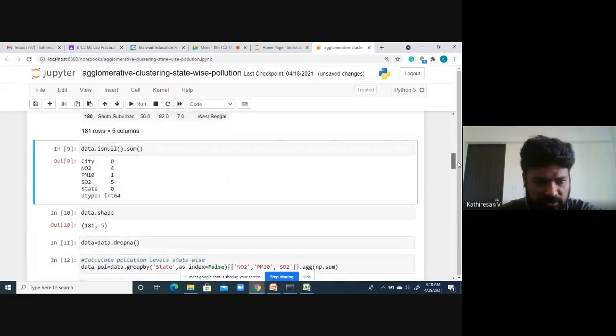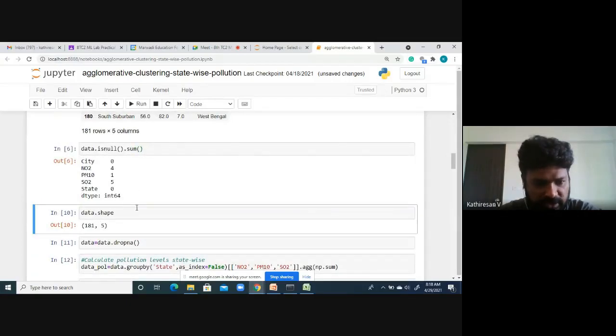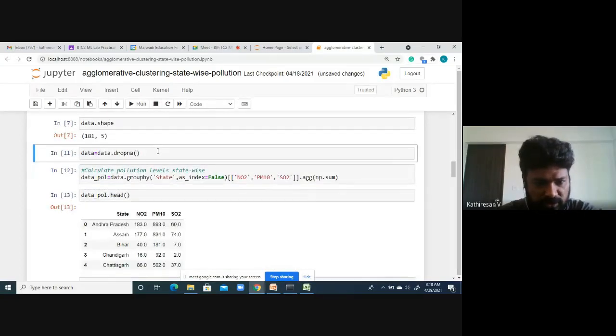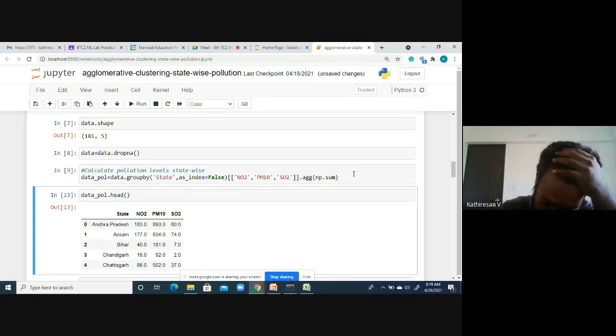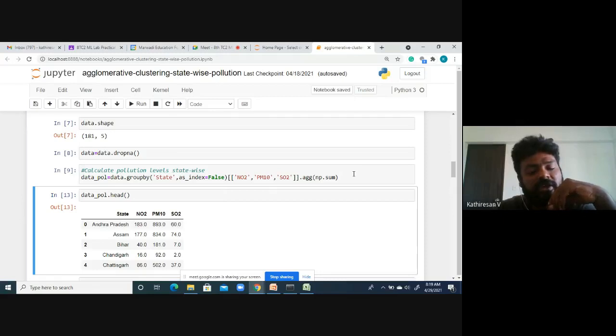Okay. So now here we are going to remove some null values. Null values should be removed. Null values are easily removed by the dropna function. And here we are doing an aggregation operation, because district-wise there are many entries. In hierarchical agglomerative clustering, if we go that way, too many clusters will come. So instead of that, we are using an aggregation operation.